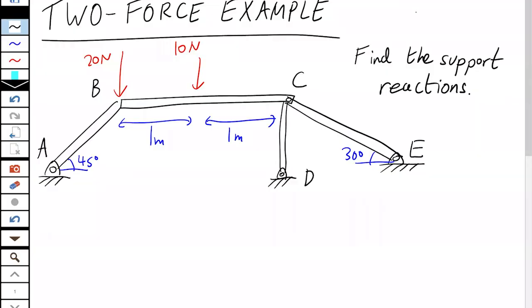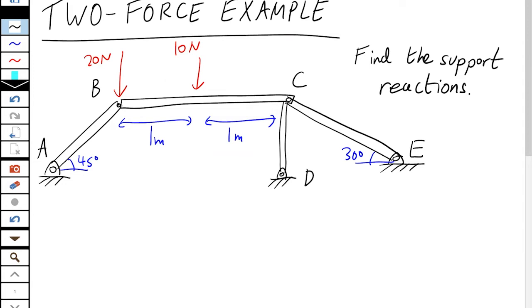So let's do a two-force member example, because if you haven't done an example, then you just haven't done this section. Engineering is all about actually doing these things and problems. The exam certainly is. So let's have a look at it. We have a structure and we're asked to find the support reactions. And these are all massless beams with pin connections.